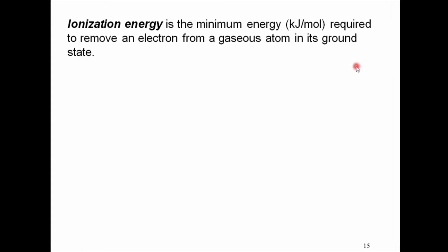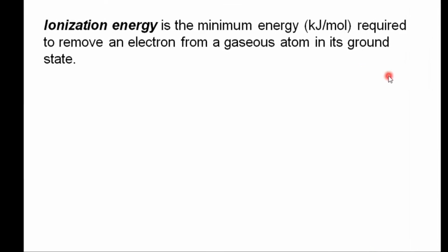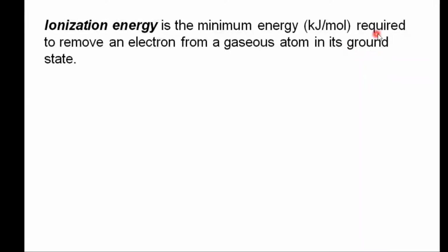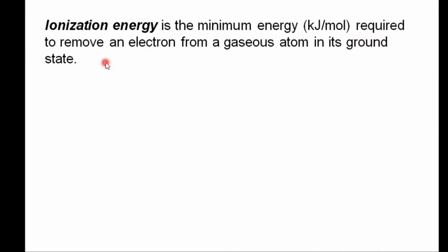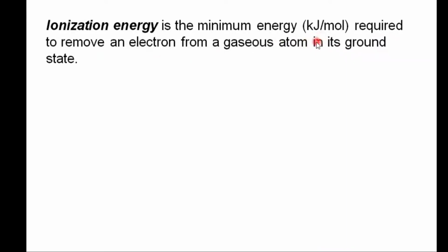Assalamu alaikum. Today we will discuss ionization energy. What is ionization energy? Ionization energy is the minimum amount of energy that is required to remove an electron from a gaseous atom in its ground state. This is the amount of energy, so we can represent it in kilojoule per mole. The unit of ionization energy is kilojoule per mole.